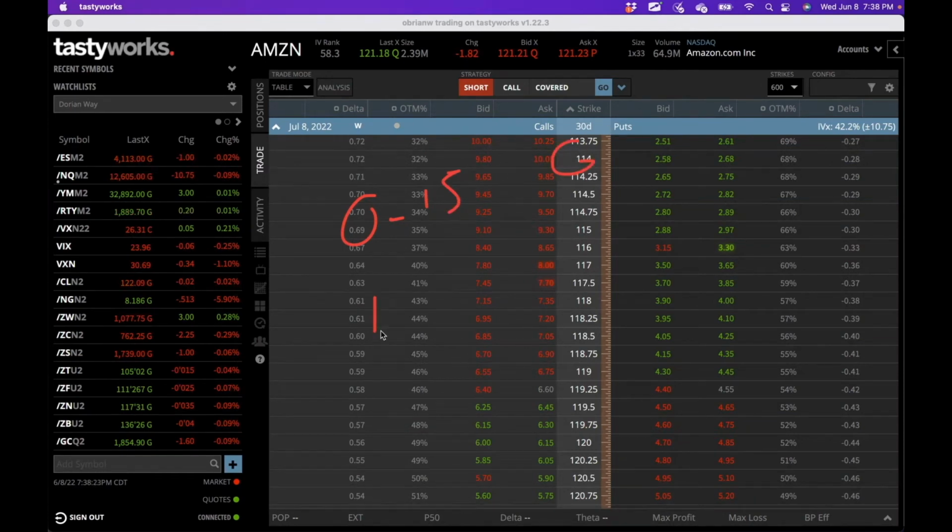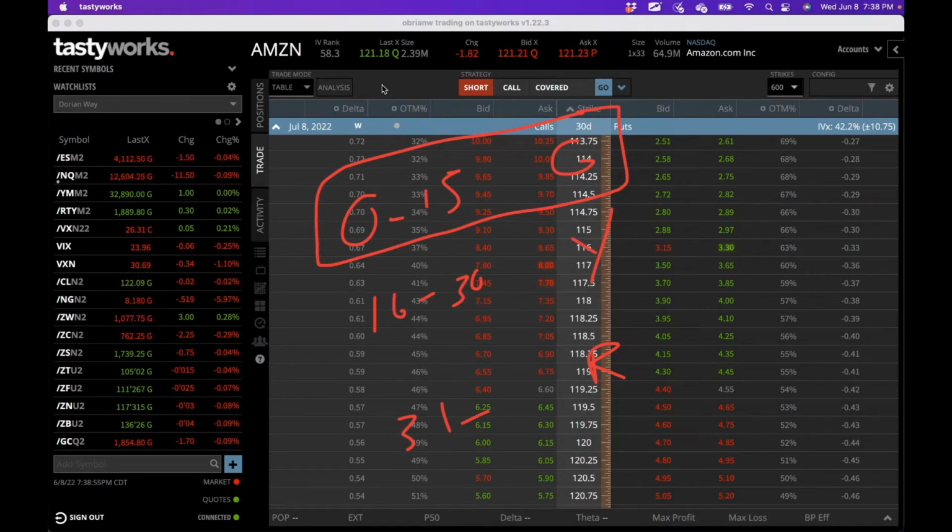We have 16 through 30. We call it the yellow zone. And then we have 31 and above. We call it the red zone. So based on the Dorian Way, we primarily, not always, but primarily, initiate trades in this green zone. Right? So worst case scenario, when we are putting on a trade, the primary Dorian Way is that we have an 85% chance of winning if we sell something at this 15 delta.